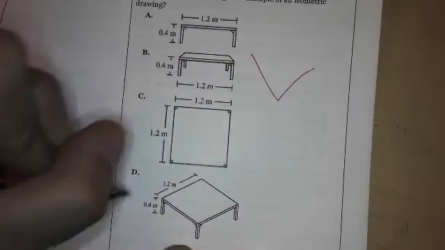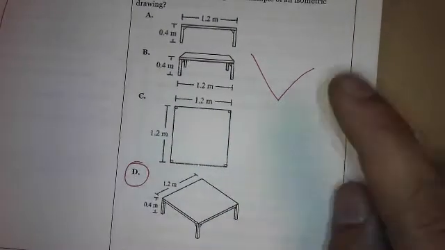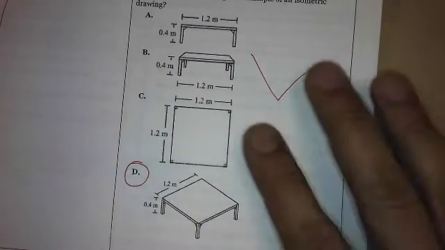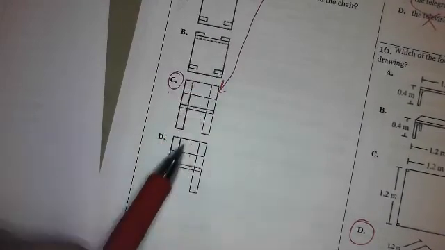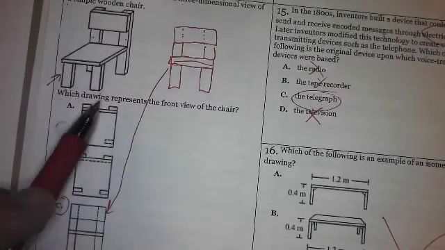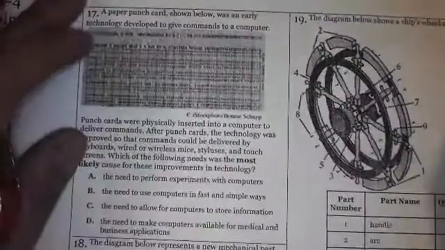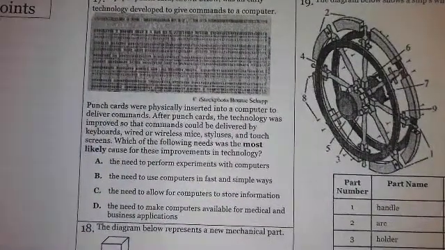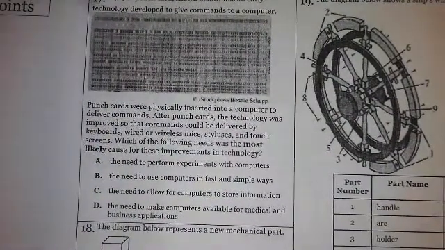Okay. Which of the following is an example of an isometric drawing? You know isometric always has a corner on the front, so that's D. You need to know isometric, you need to know orthographic. These are orthographic drawings, 2-dimension. This is oblique because it has a flat front. And then this is isometric because it starts at a corner.